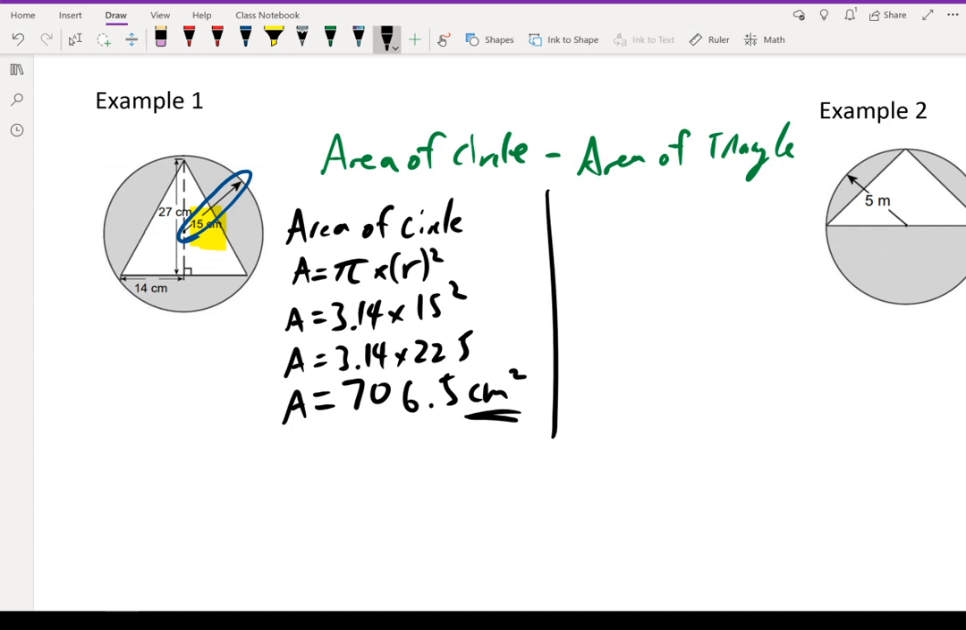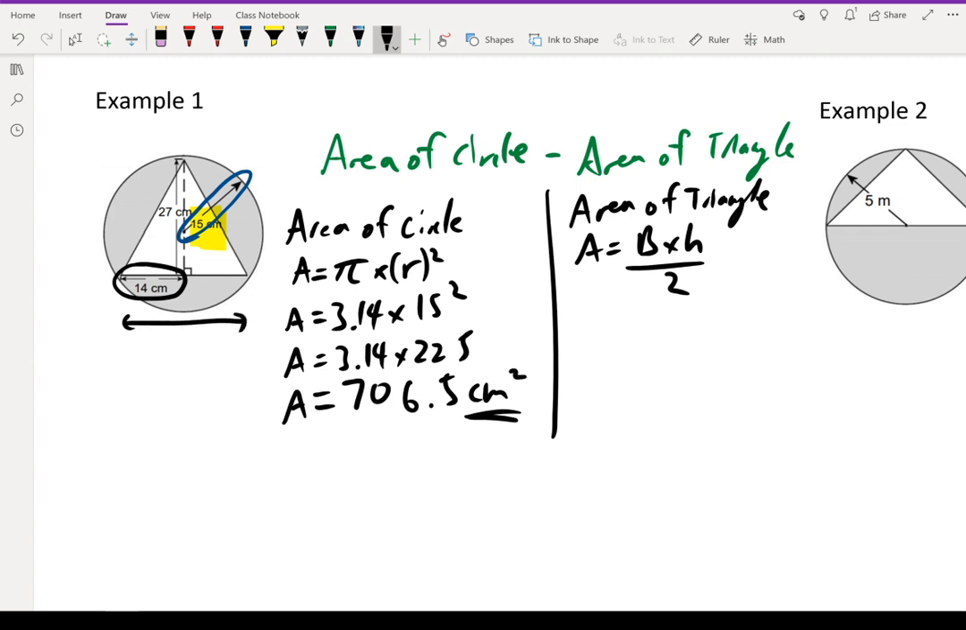Now, I need to find the area of the triangle. Area of the triangle is going to be A is base times height divided by 2. And so which one is the base, which one is the height? Well, it gives you this 14 cm over here, but that's only half of it. We want the whole base, meaning the whole thing from here all the way to here. So it's going to be double that. So our base is going to be 28 cm.